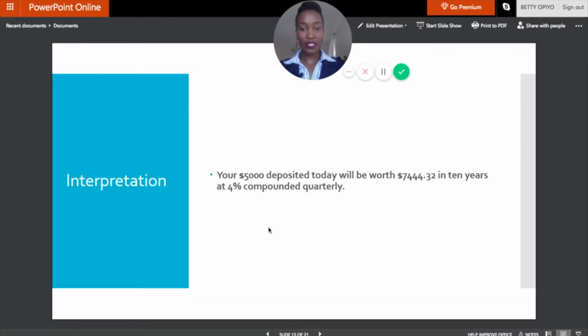So it's the same interpretation here. If you have 5,000 deposited today, it will be worth 7,444.32 in 10 years at 4% compounded quarterly.